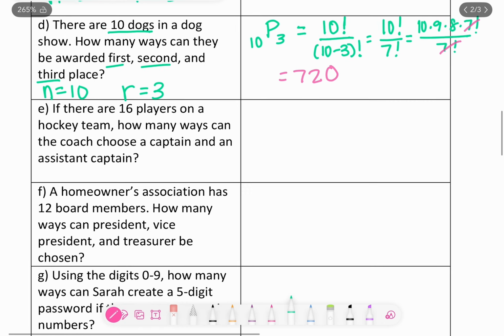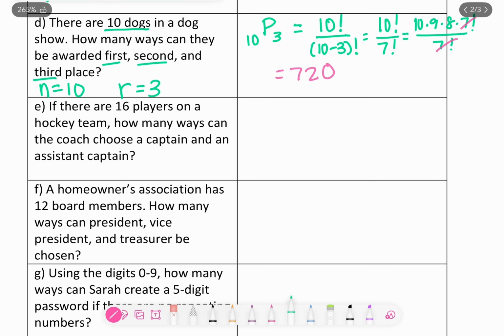All right, let's look at the next one. It says if there are 16 players on a hockey team, how many ways can the coach choose a captain and an assistant captain? So, first of all, the total, right? N is 16. There's 16 players. The coach is choosing a captain and an assistant captain. So these 2 people that he's choosing, or she's choosing, whatever the case is, the order matters.